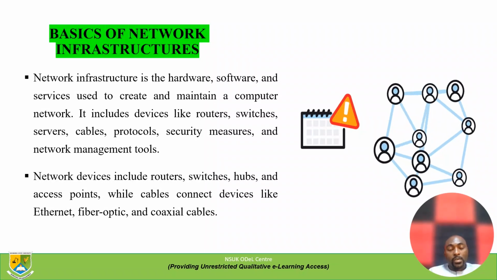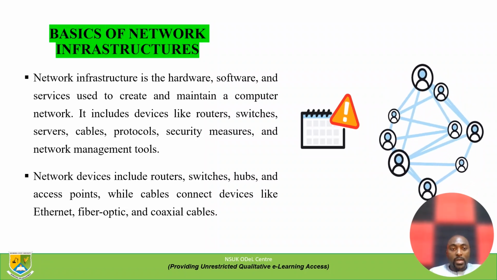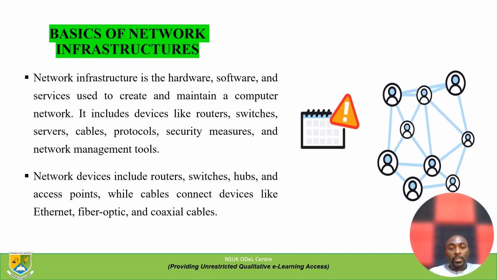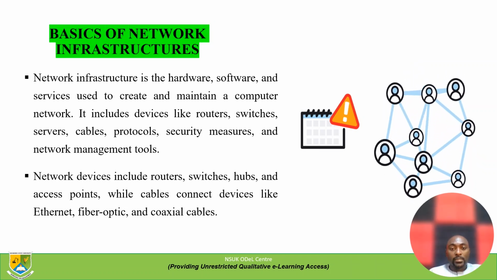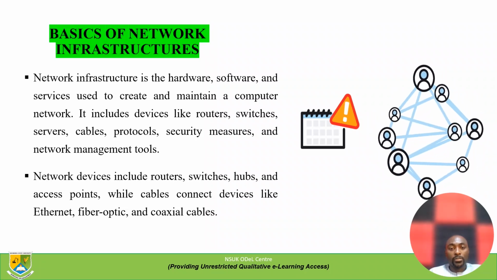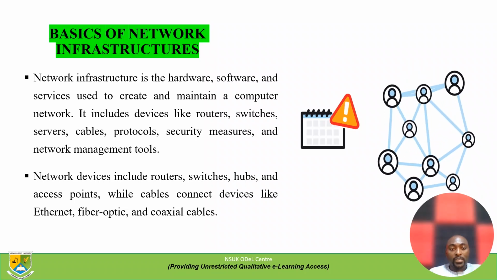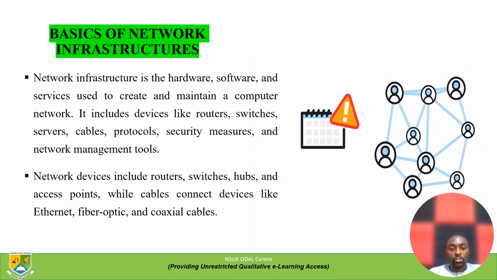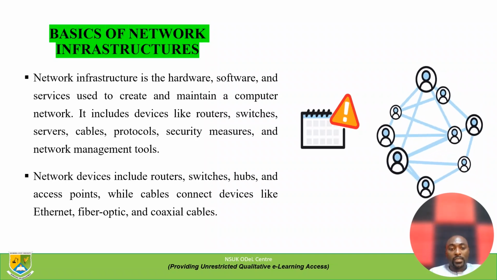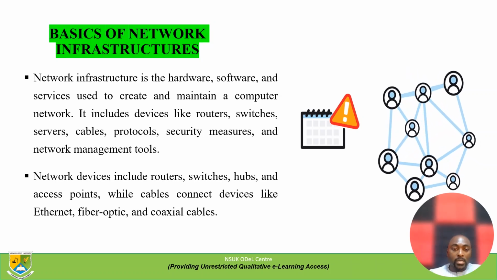Basics of network infrastructure. Network infrastructure is the hardware, software and services used to create and maintain a computer network. It includes devices like routers, switches, servers, cables, protocols, security measures, and network management tools. Network devices include routers, switches, hubs, and access points, while cables connect devices, like Ethernet, fiber optic, and coaxial cables.